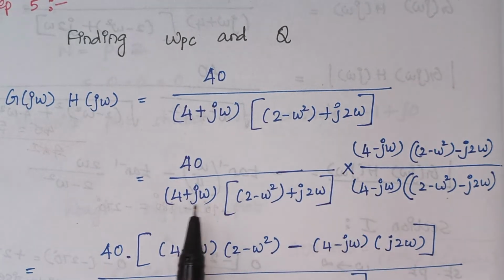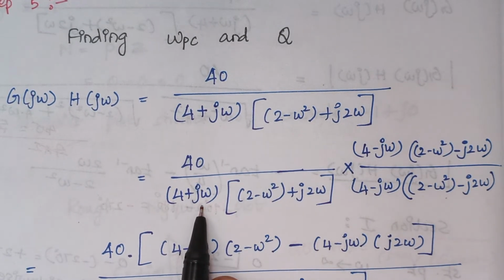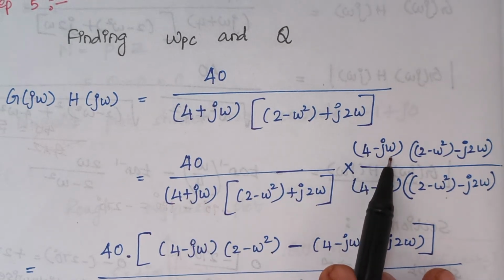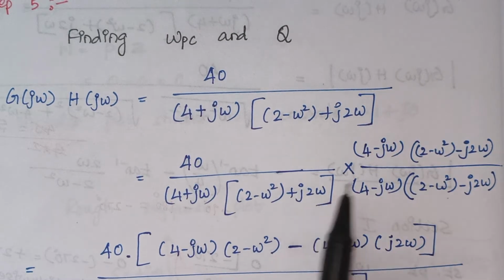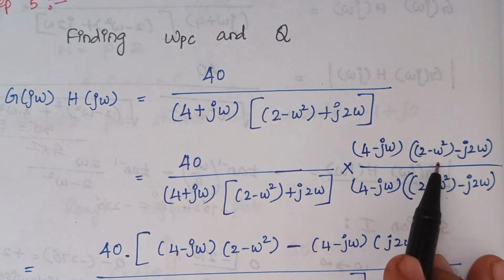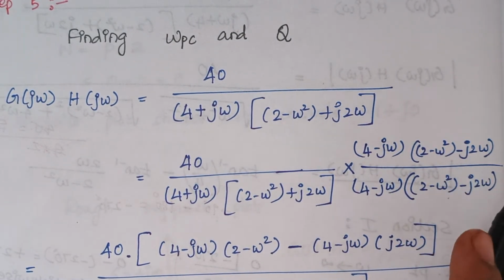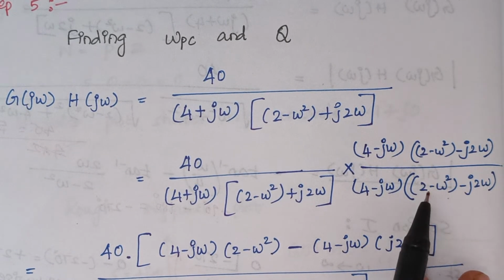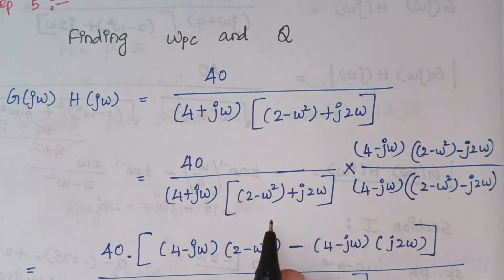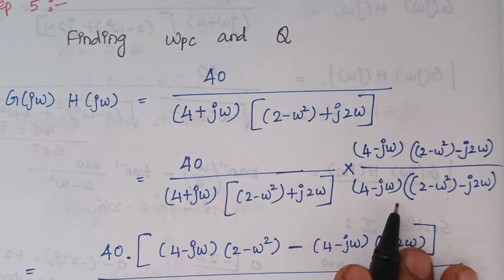So here you see I am having 4 plus j omega, so here 4 minus j omega. And here 2 minus omega square plus j2 omega, so here 2 minus omega square minus j2 omega. Here we are multiplying and dividing by the same term, so that the original value won't get altered. This is known as rationalizing.